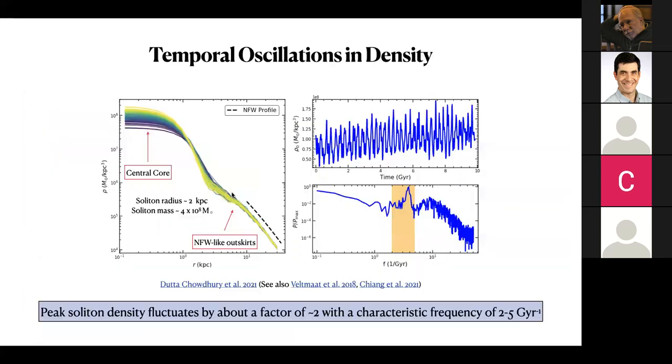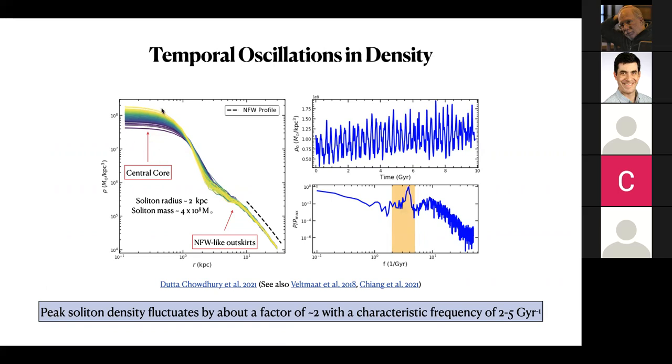Okay. So now let's look at the density profile of this halo as a function of time. What I'm plotting here is the density. This is the spherically averaged density of the halo, and it is shown at different times. Those are the different curves here, and they are color coded by the maximum density of the halo.